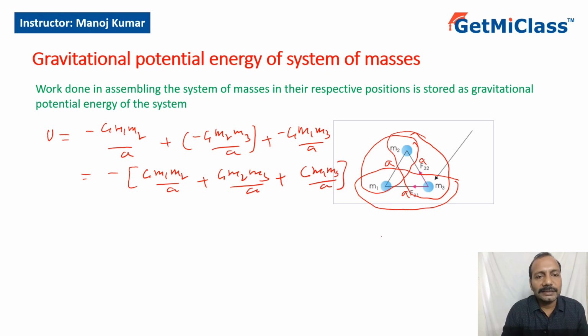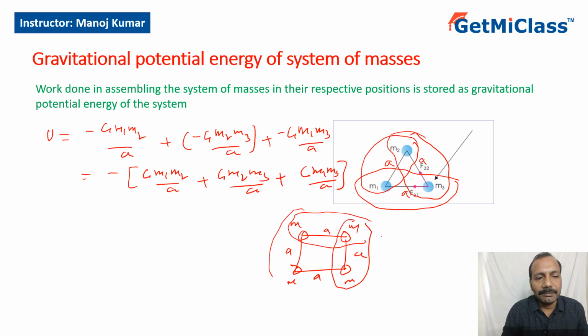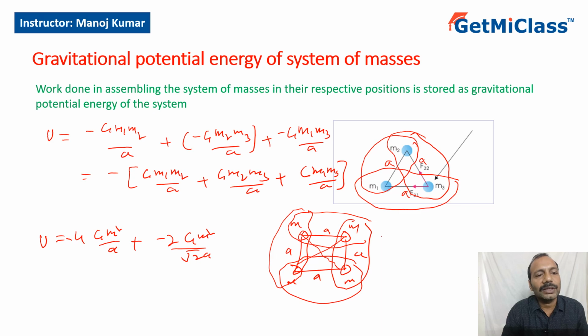Now if I want to extend the same idea to a square, let's say I have a square having 4 equal masses on the vertices and I take the side of the square as a. Then what is the potential energy of the system? Now I can see that there are 4 pairs which have a distance a between them. So due to these 4 combinations, I can say directly the potential energy is 4 times G m squared by a with a negative sign. Now there are 2 combinations which have diagonal distances. So I can say minus of 2 into G m squared by root 2 a. So this is the total potential energy of a square.